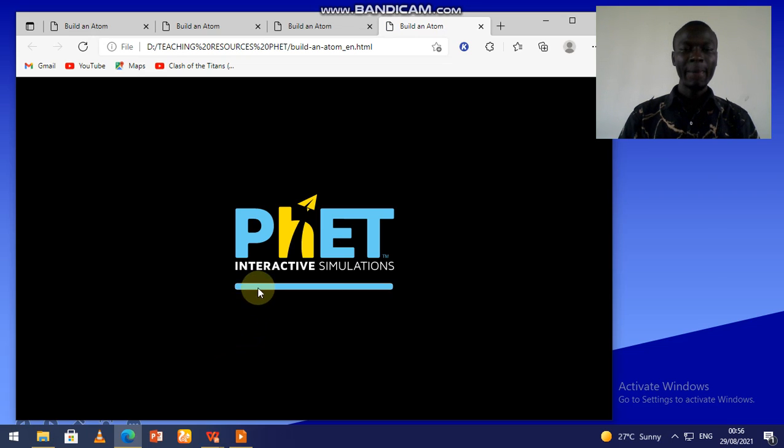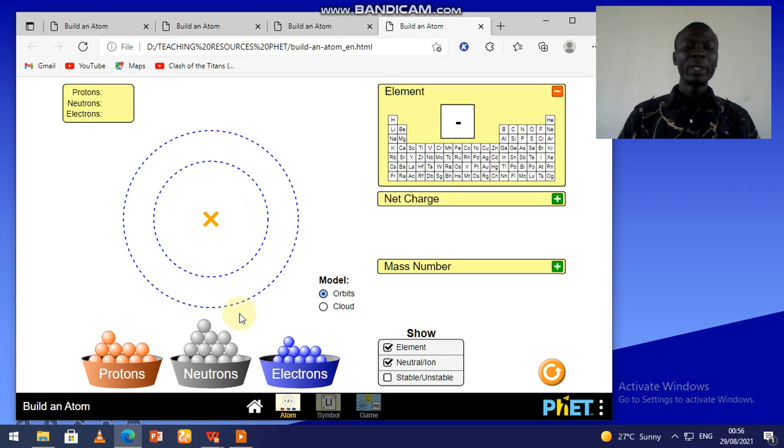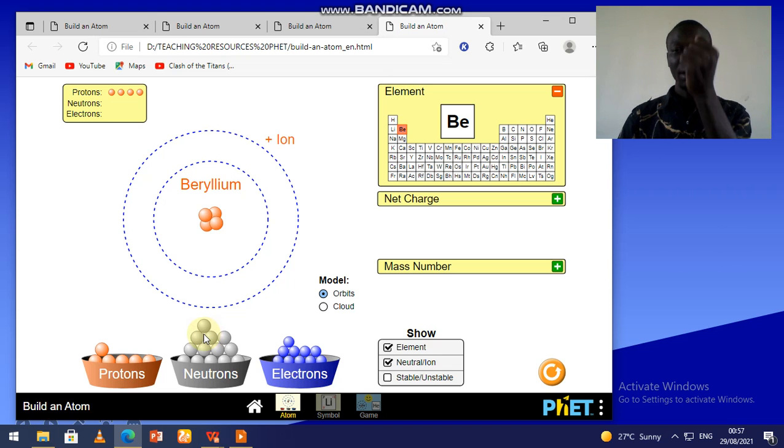Now, we said that a beryllium atom has how many protons? We said it has 4 protons. So I'm going to pick 4 protons from this basket, and they are found in the nucleus. One of them is there, 2, 3, and lastly 4. Those are 4 protons. Then how many neutrons did we say are there? We said there are 5 neutrons. And the neutrons are also found in the nucleus, so we are going to put them there.